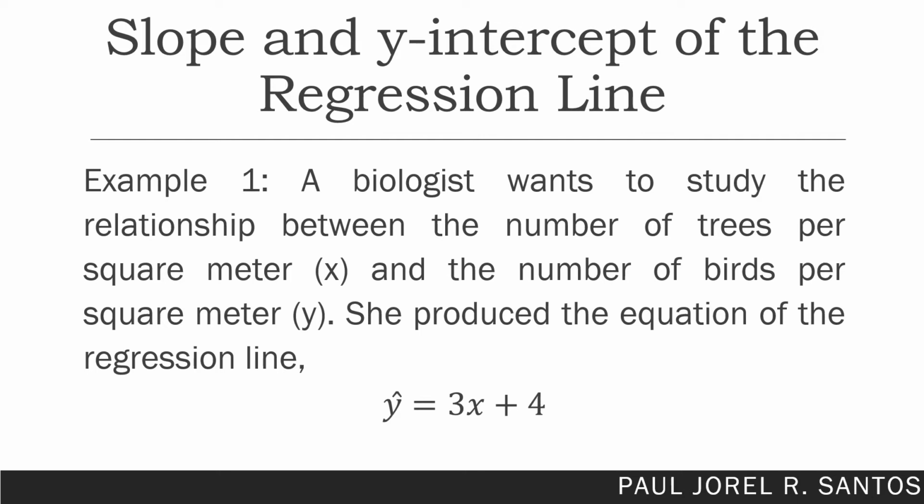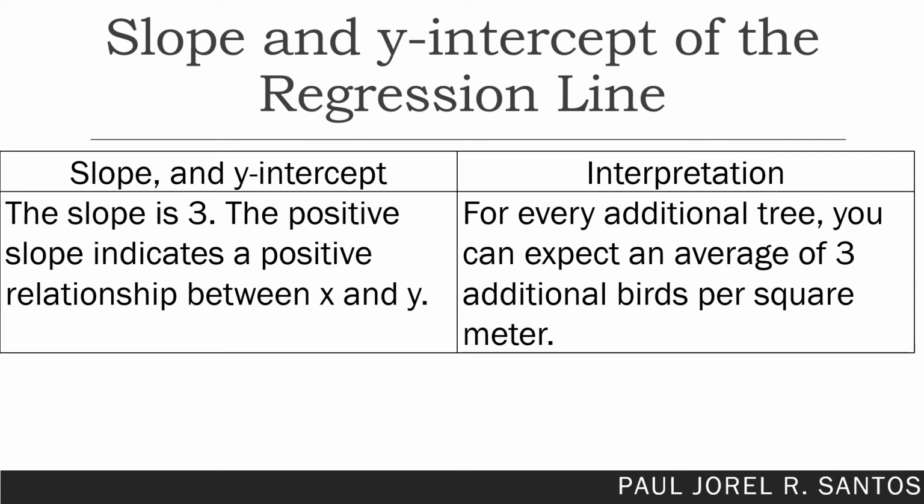A biologist wants to study the relationship between the number of trees per square meter x and the number of birds per square meter y. She produced the equation of the regression line: y hat equals 3x plus 4. So what does it mean? Since we have positive 3 as the slope, it means the more trees we have, the more birds there are. In addition, for every additional tree, you can expect an average of 3 additional birds per square meter.